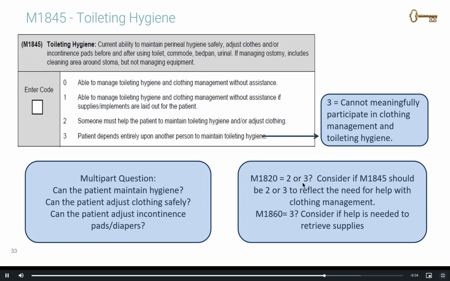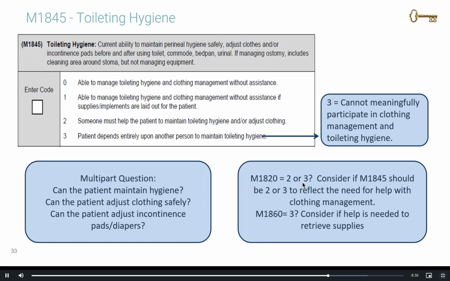So answering M1845, I have to think a little bit about, am I painting a picture here in this question that matches the picture I painted in some of my other items? So for example, in M1820, my lower body dressing, if I gave response 2 or 3 as an answer, then I'm saying that they're not independent in managing their lower body dressing. So I need to think about, well, what about here with toileting hygiene?